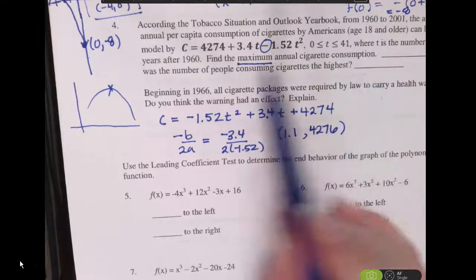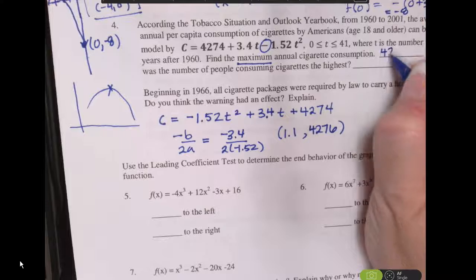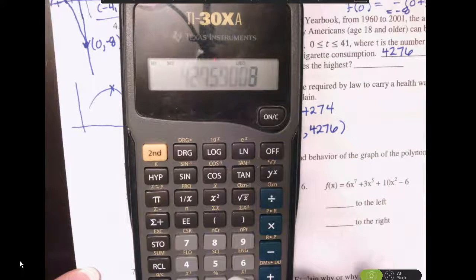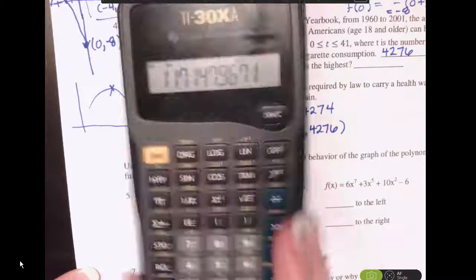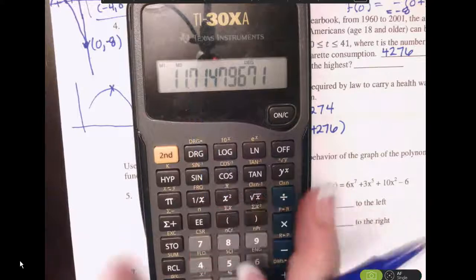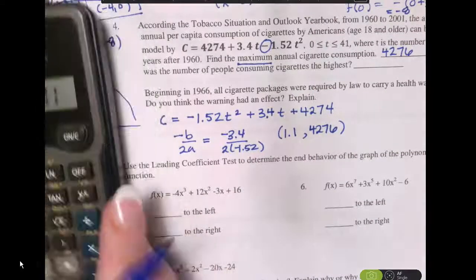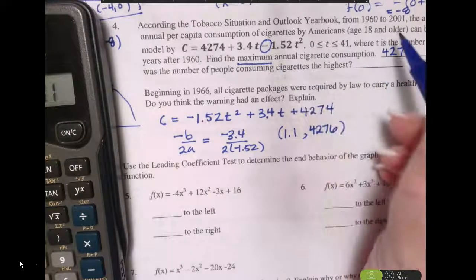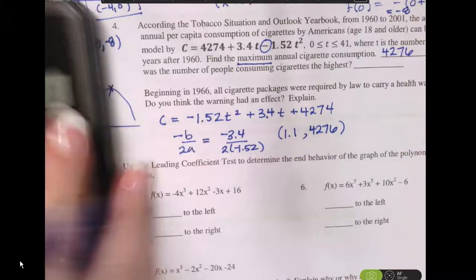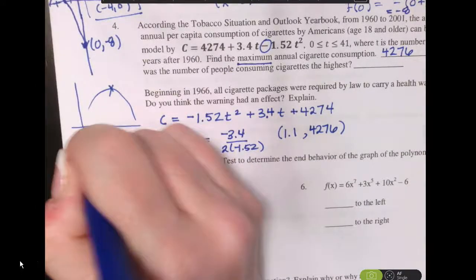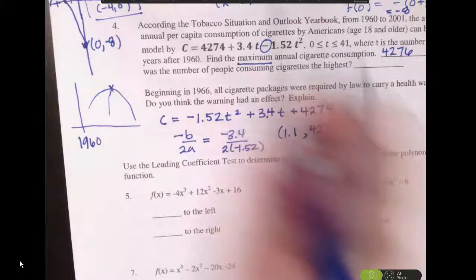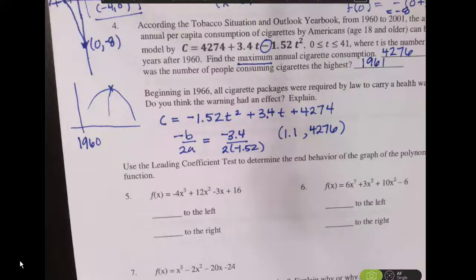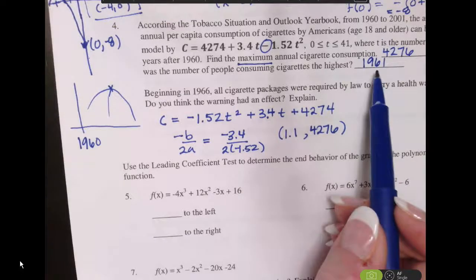Yeesh. Okay, so the maximum annual consumption was 4,276. Okay, that's just gross. Divided by 365 days in a year. So that's an average of like 12 cigarettes a day these people used to smoke. And anyway, so that was back in 1960, and then 1.1 would represent, if 0 is 1960, then 1.1 is actually just 1961. So that's when it was highest.